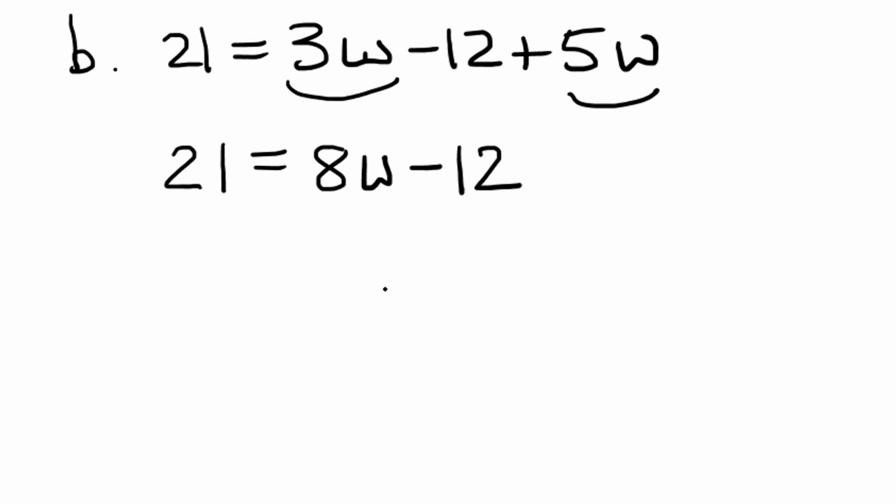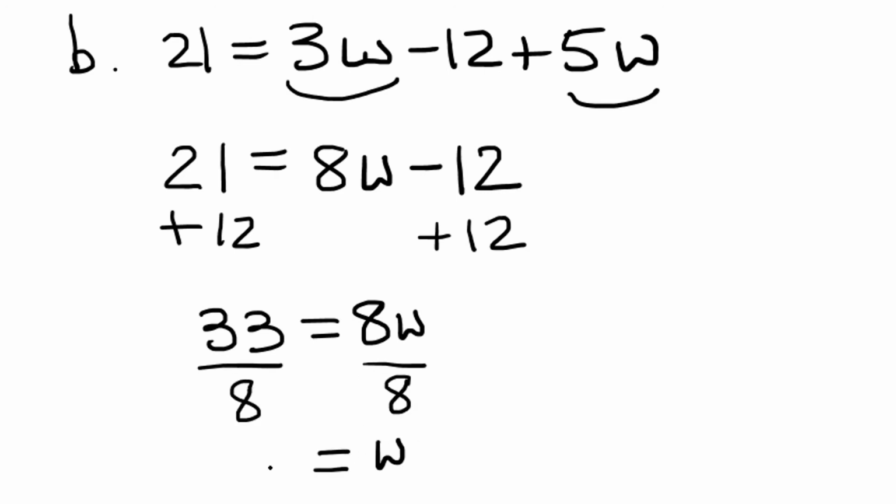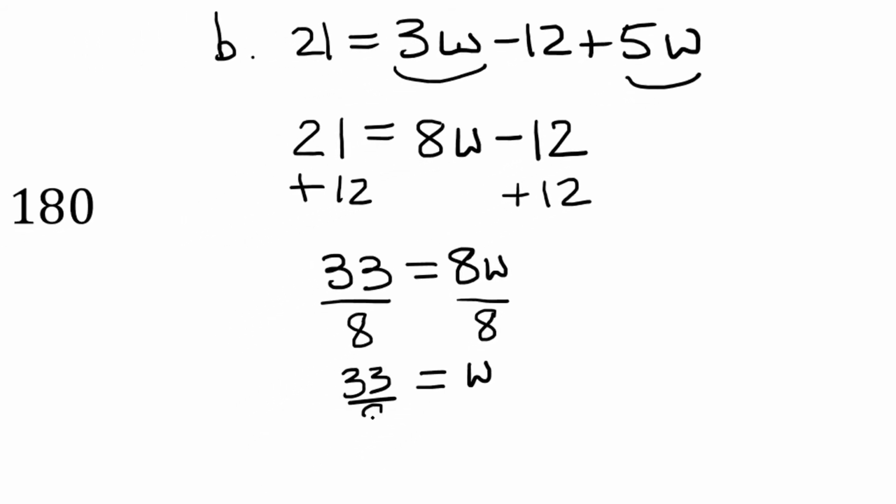We're going to get that w by itself, first by moving whatever's being added or subtracted, and then by dividing by what we call its coefficient, the 8. So since 12 is being subtracted, I'm going to do the opposite. I'm going to add 12 to both sides. This is going to give us 33 on the left equals, and then we have 8w on the right. Next, remembering that that w is being multiplied by that 8, we're going to reverse that operation. We're going to divide both sides by 8. This is going to give us w equals 33 over 8.